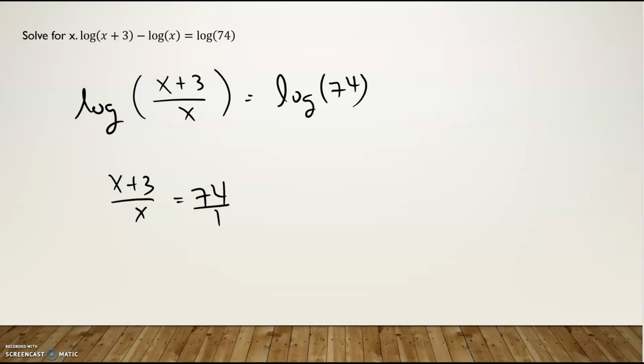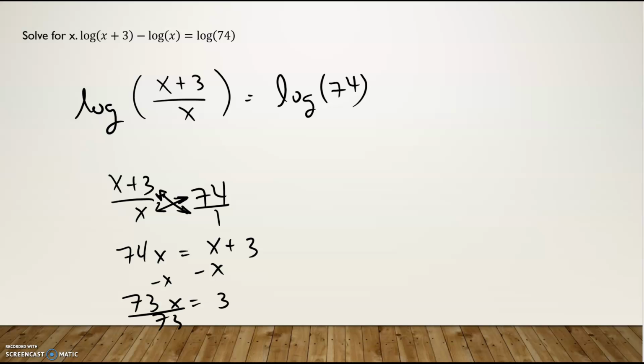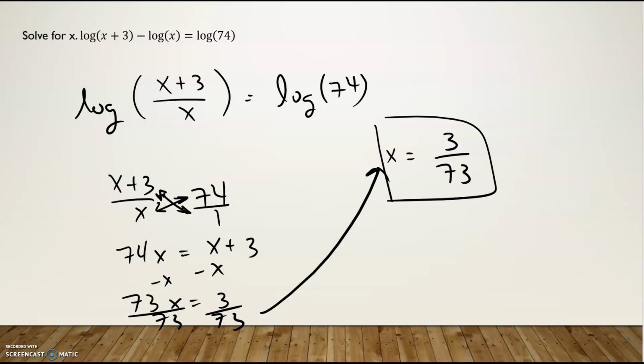Okay, so we can put this over 1 and we can cross multiply. So this would be 74x is equal to x plus 3. I'm going to subtract x from both sides, so this will be 73x is equal to 3. Divide both sides by 73. So x is equal to 73 divided by 3. Whoops, I switched that around. That should be 3 over 73, and that's going to be my final answer.